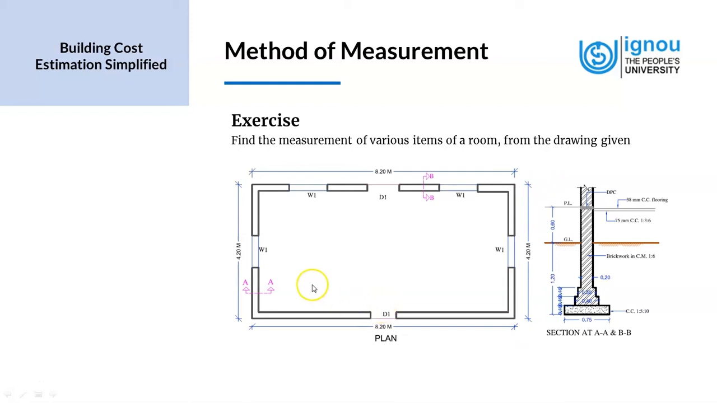There are two doors in the room on opposite walls. They are both of similar types, and they are called D1. And there are four windows, two on opposite walls, W1, and two on the same wall. Again, these are also W1. They are of the same type. Further, we have taken sections at AA and BB. The sections at AA and BB are shown here. They represent the cross-section of the wall up till the foundation of this room.